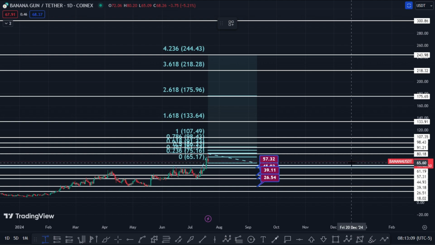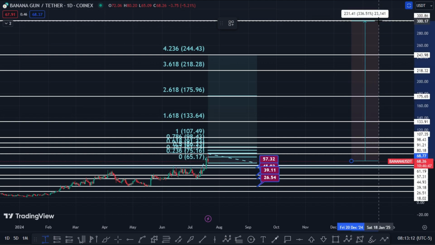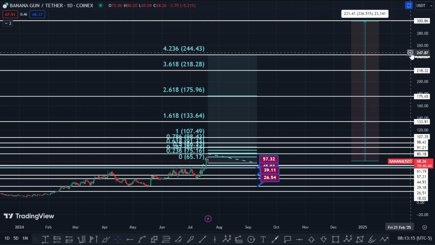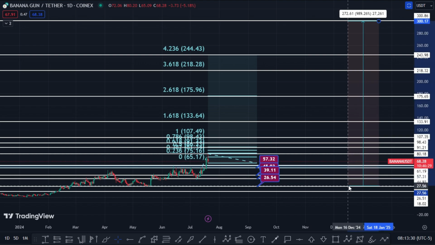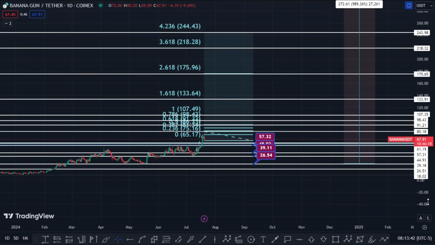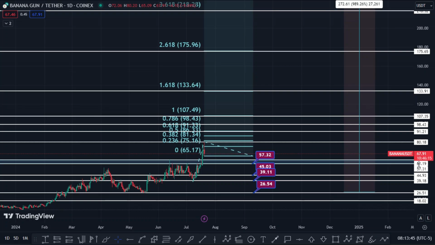Because if we buy at the current price level, and if its price hits $300, the profit is only 336%, and it is very much achievable. But if we buy at the $26 price level, profit will be 900 to 1000%, which is quite achievable. We have to wait. If its price drops continuously, these are perfect buying levels.